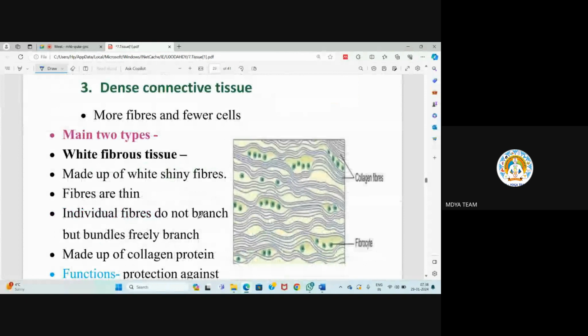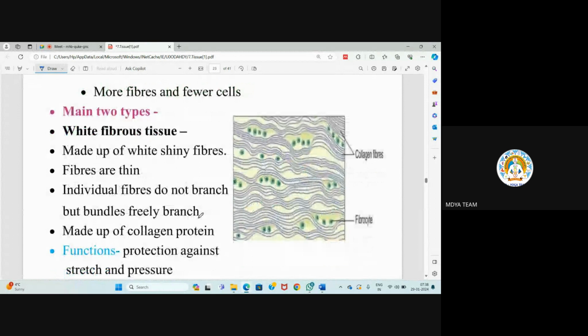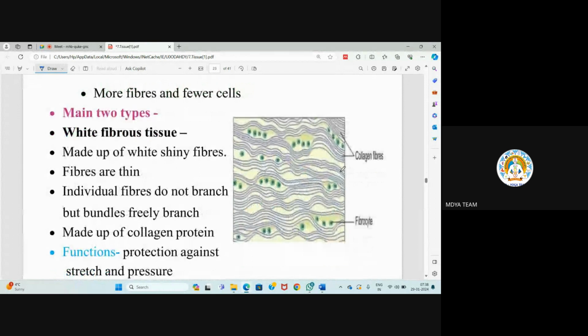So third is dense connective tissue, more fibers and fewer cells. So here we can say in dense connective tissue, the number of fibers is more, but cells are few in number. You can see here in this picture, these thread-like structures are fibers. So you can see the fibers are much more in this picture compared to cells. So more fibers and fewer cells.